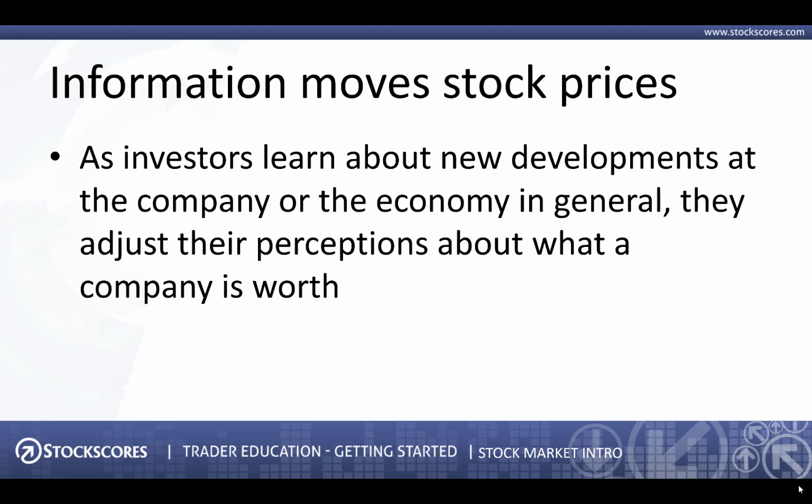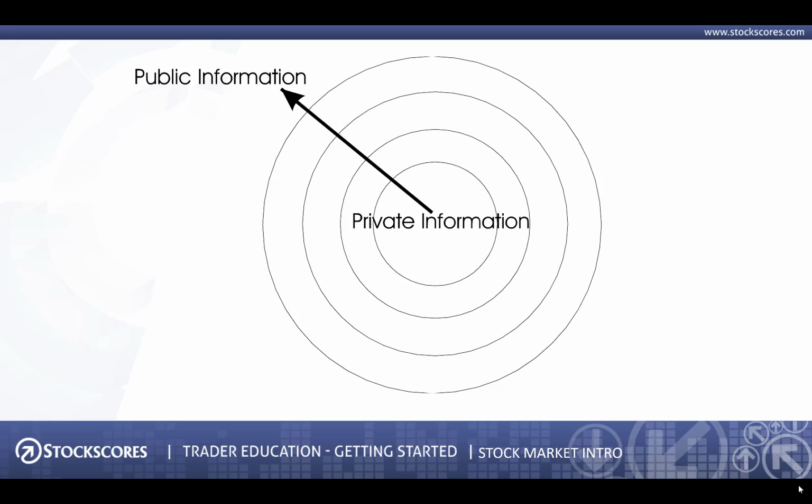As investors learn about new developments at the company or the economy in general, they adjust their perceptions about what a company is worth. Now, here's the thing. The spread of information is not fair. Some people get better information than others. So what we have is a process of information moving from the company, which we call private information, and moving outward toward the public. So the company's here in the middle, and then there's different layers of investors who get information at different times. The people closest to the company learn first.